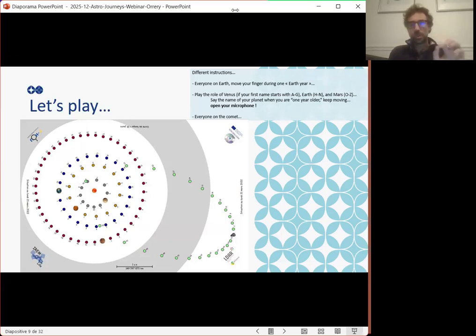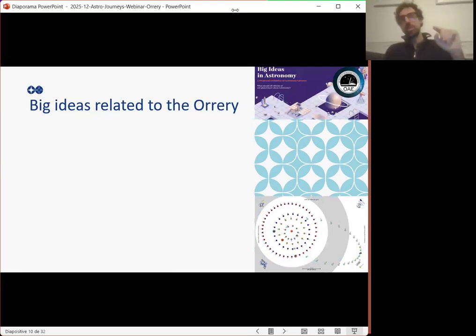Okay, so now you have seen what we do with our body when we use the orrery. And from that, what can we learn? So I will first go to the connection between the orrery and what are called the big ideas in astronomy. If you don't know about it, it's a very nice booklet that gives the basic things we should know about astronomy. So it's not about curricula, it's about astronomy. And then I'll come back to the curriculum.